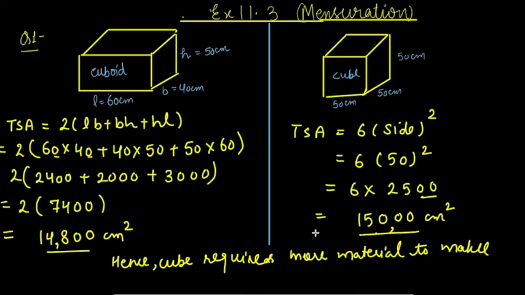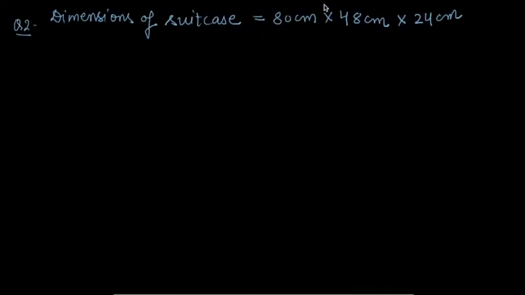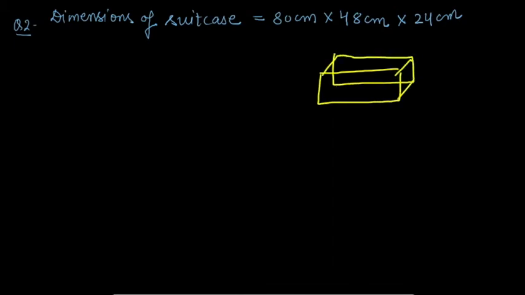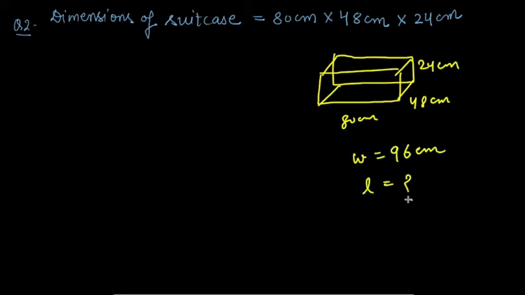So this was question number 1 of exercise 11.3. Let's see question number 2. A suitcase with dimensions 80 centimeter, 48 centimeter and 24 centimeter is given. It has to be covered with a tarpaulin cloth. We know the suitcase shape is a rectangular shape, right? So this is your 80 centimeter, 48 centimeter and 24 centimeter. You have to cover it with a tarpaulin cloth. How many meters of tarpaulin of width 96 centimeter are required? So the width is already given, 96 centimeter. You have to calculate the length.